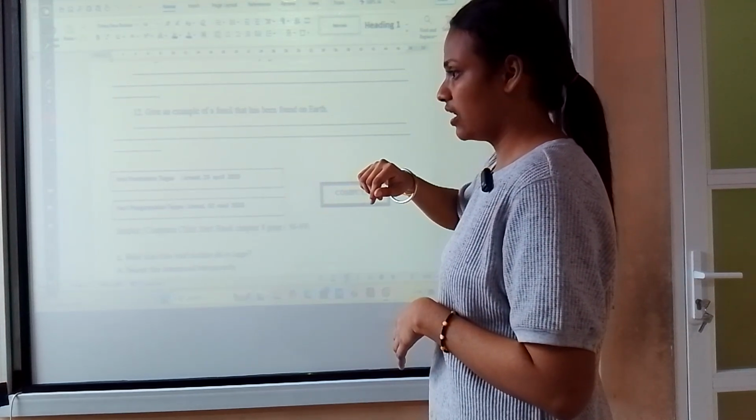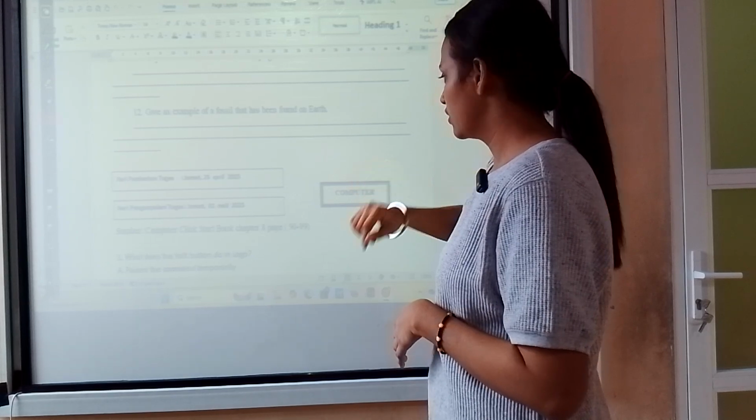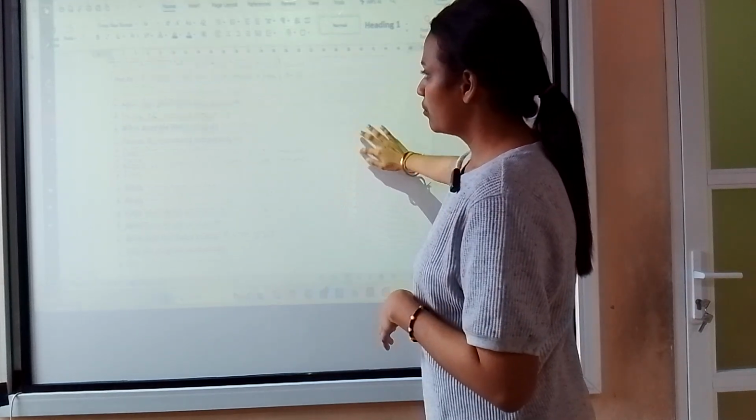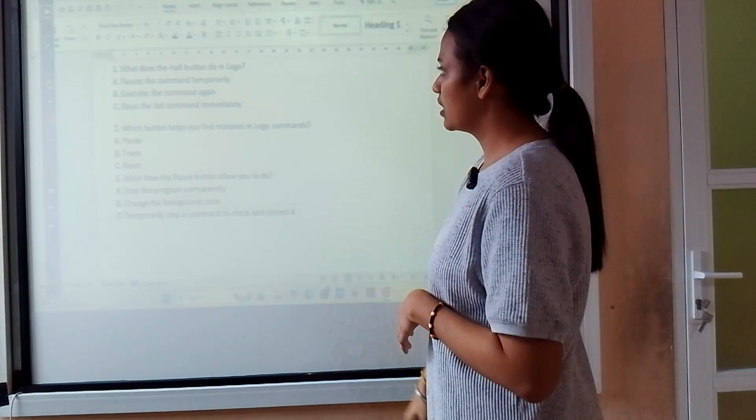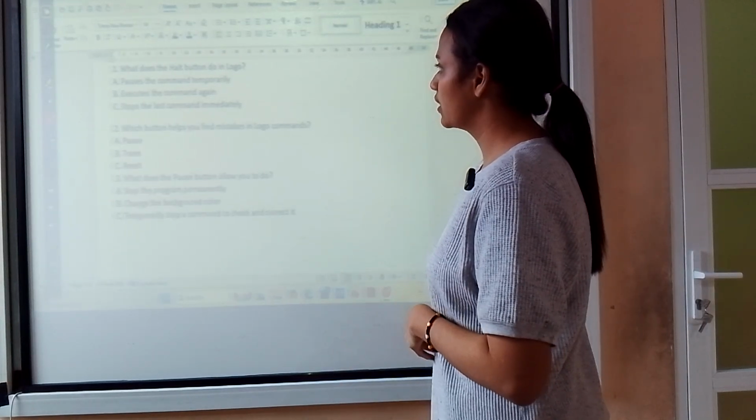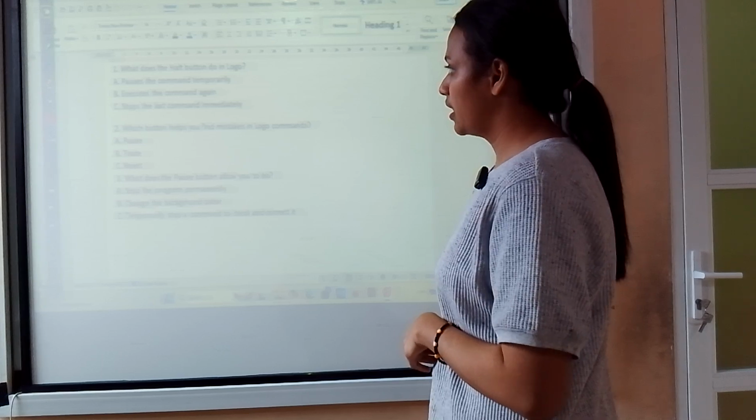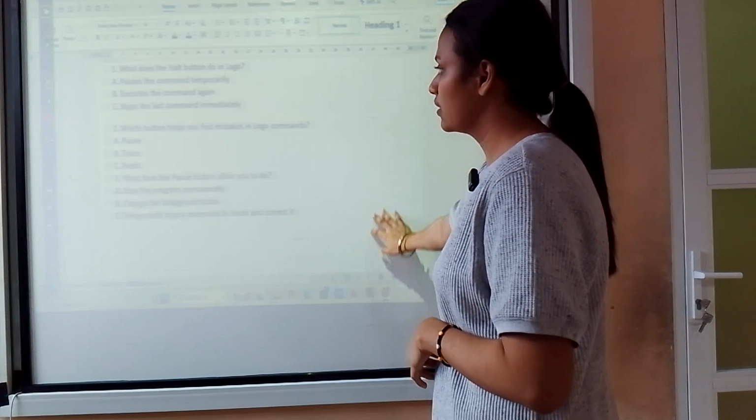What is the answer? Dinosaur fossil. Okay, computer. What does the halt button do in the logo? It stops the last command immediately.